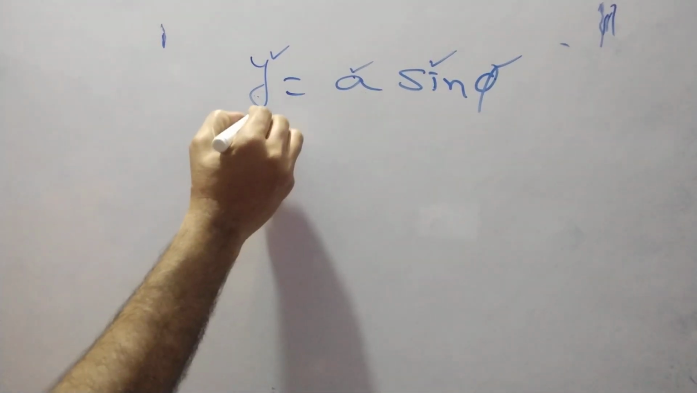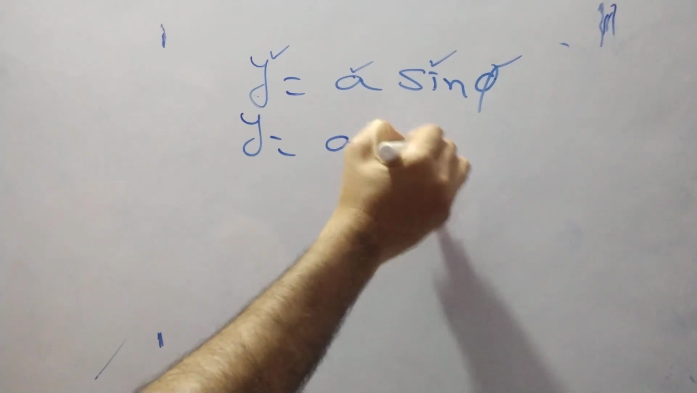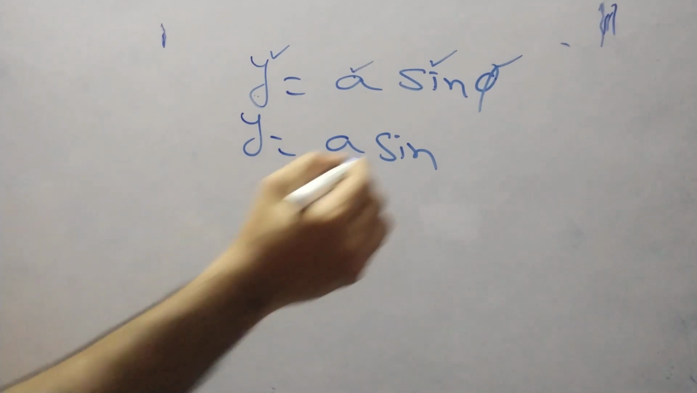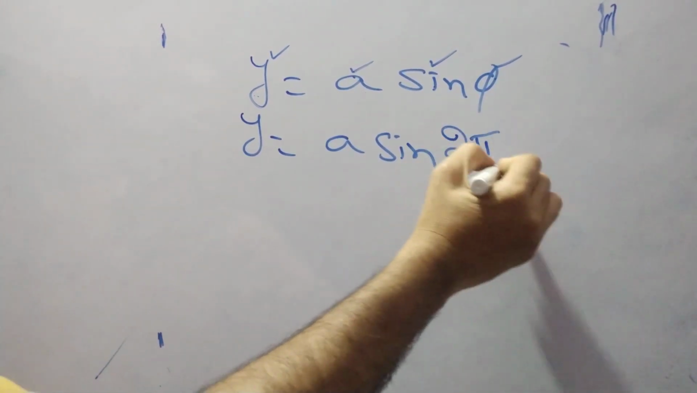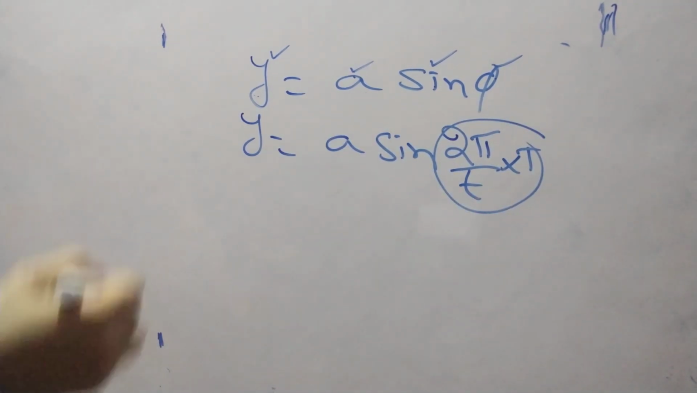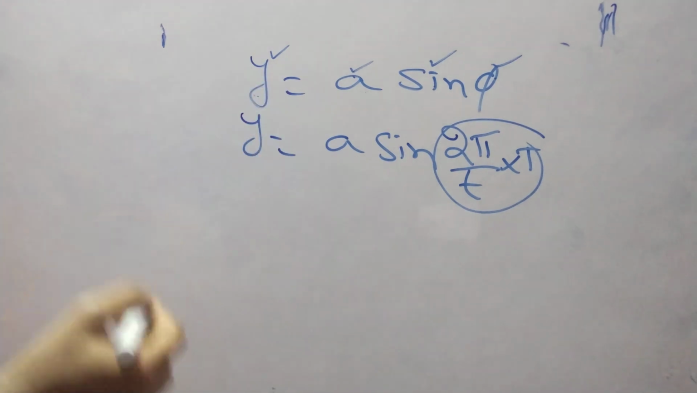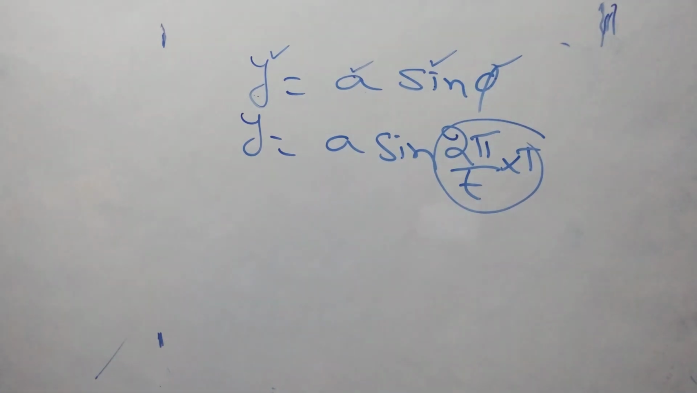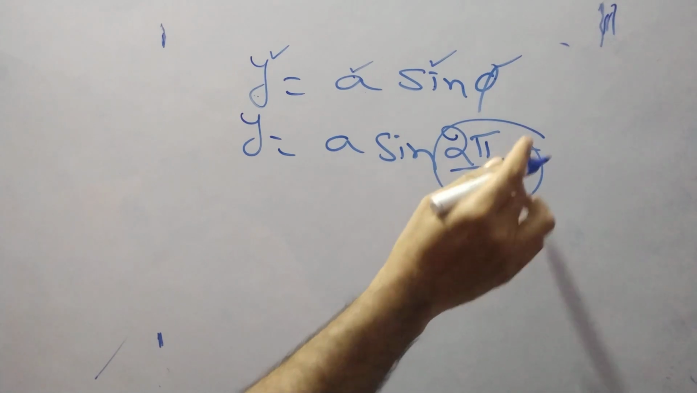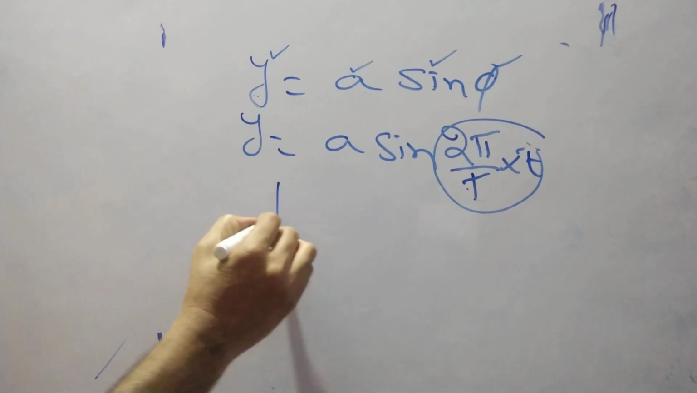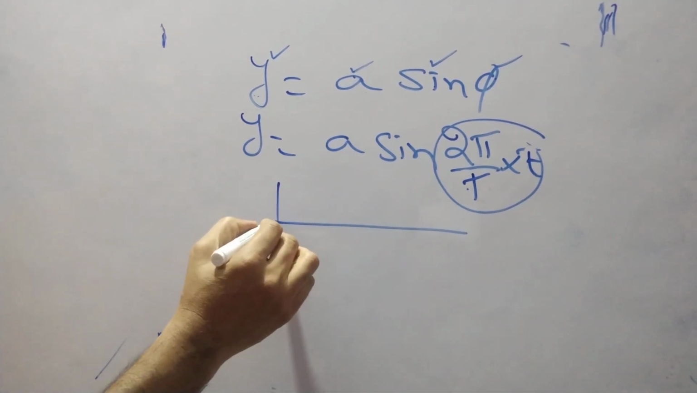Now, what is phi? y equal to a sine phi. The phase angle formula we have already discussed in the previous video. This is 2 pi by T into t. So I already showed this formula in the previous video, how to get the phase difference. So this phase difference is 2 pi by T into t, right? So 2 pi by T, into this small t, right? T is the time period. What is time period? This one also you can see in my previous videos.